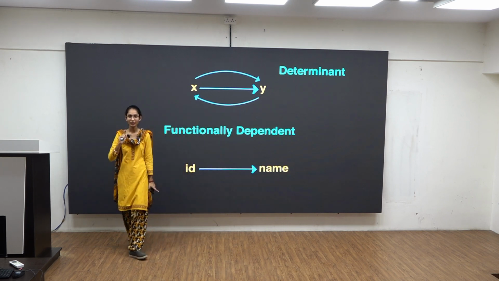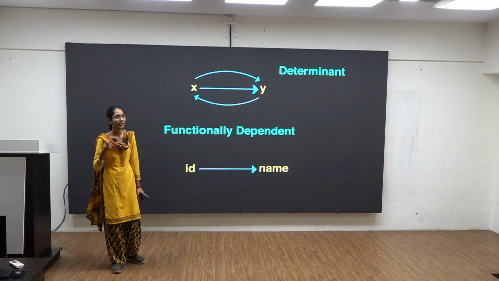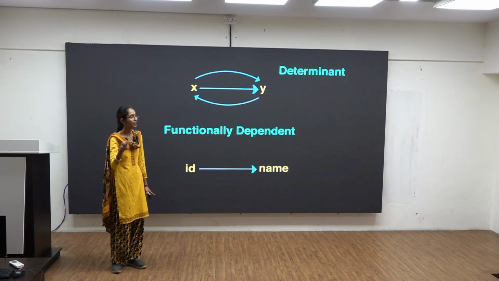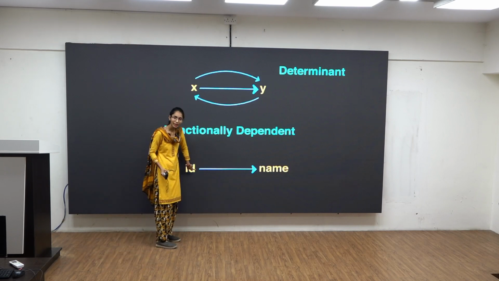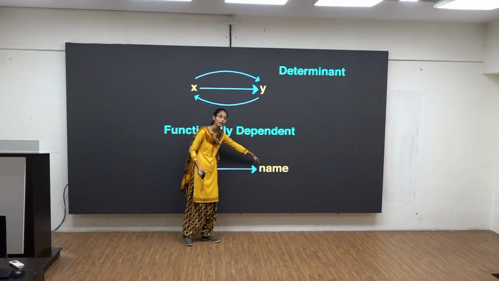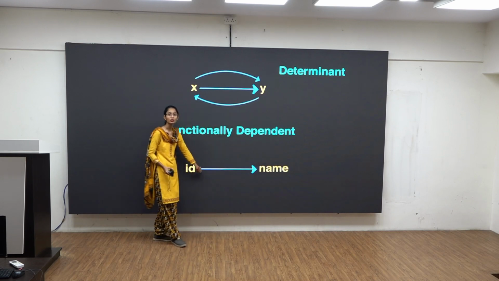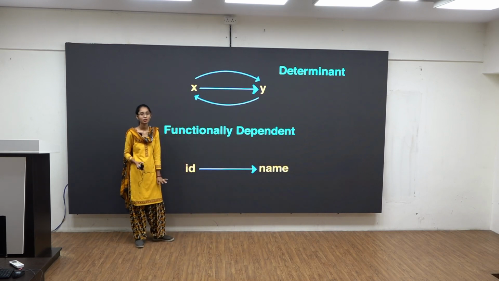By keeping your ID, I can determine your name. I can determine your age. I can determine your gender. So ID is determining name. Name is functionally dependent on the ID. So this is what that determinant means.